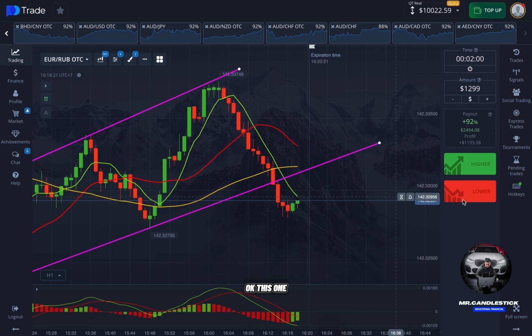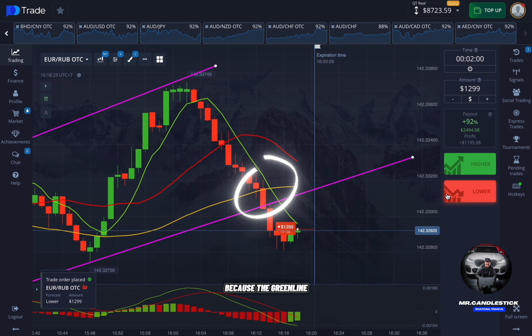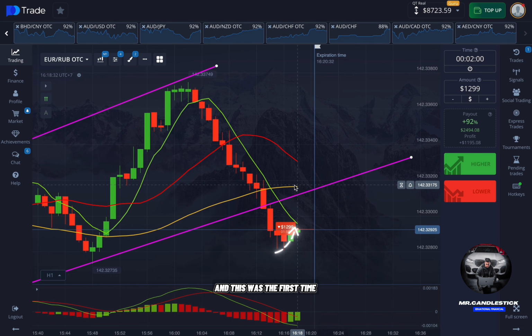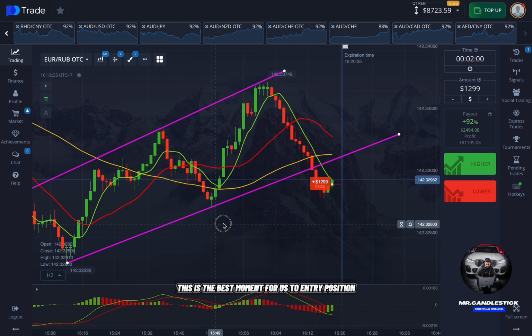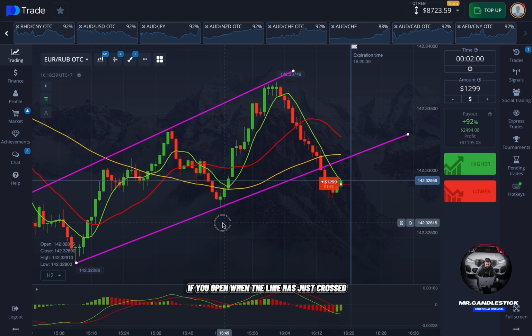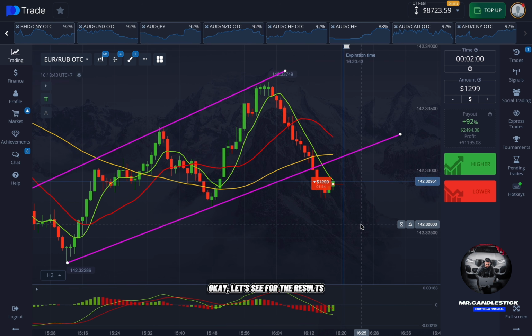Okay, this one. I will open to down on this market, because the green line has crossed the yellow line from above, and this was the first time the candle correction after the crossover. This is the best moment for us to entry position with the traffic line strategy. The accuracy will increase if you open when the line has just crossed. Okay, let's see for the results.